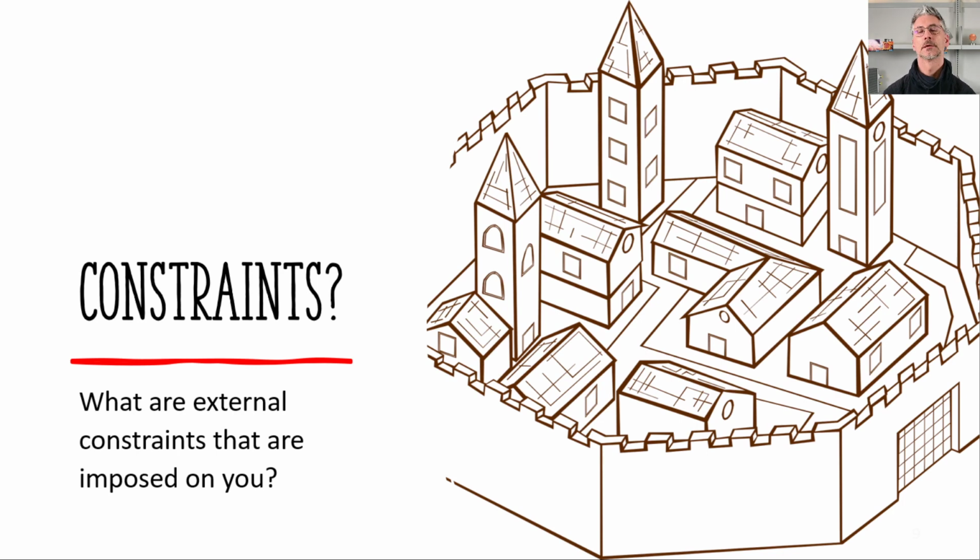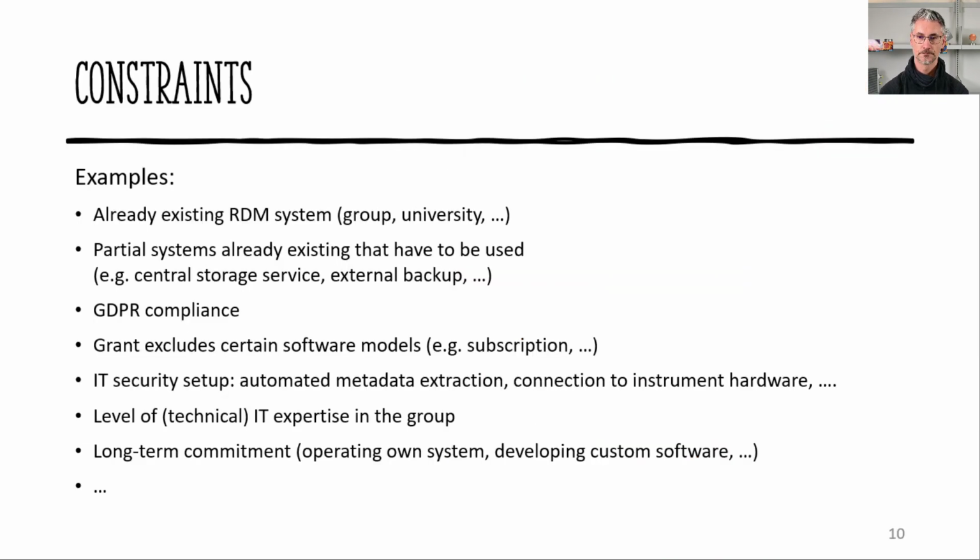Not all choices you can make are free for you to choose. You may have some external constraints. So before you embark on the mission of actually committing to one system or another, try to find out which choices are already made for you by the funding agency or by your institution or university. These include some examples here.